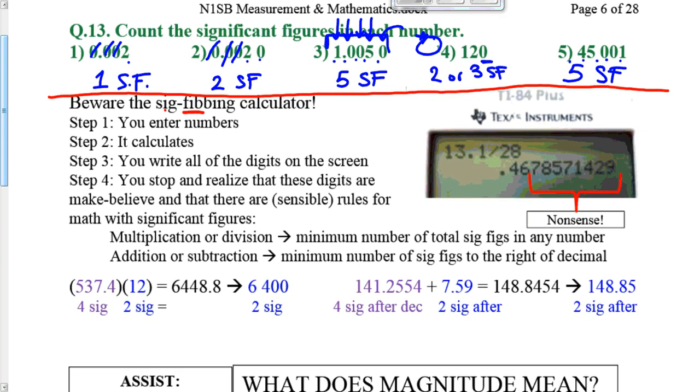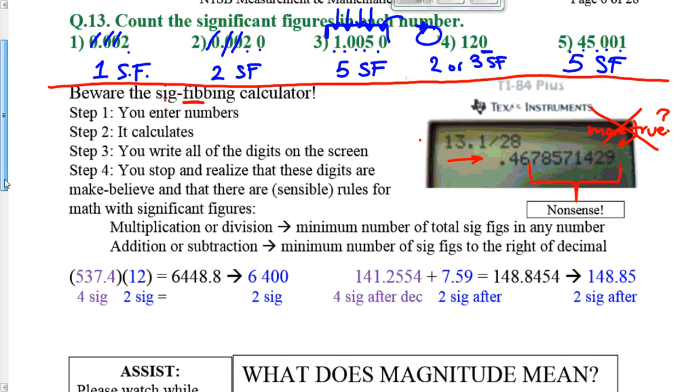What do we mean the sig fibbing calculator? Basically, you enter something like this. 13.1 divided by 28. You get all this business over here on the side. You write it down and you're good to go. You feel good. You must have given a more accurate or a more true answer, correct? This must be more true if we write all these things, right? Wrong. It's not more true. It's actually a lie. So, how do we do this?